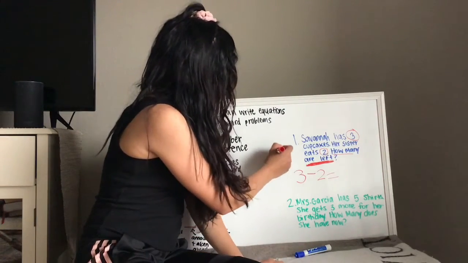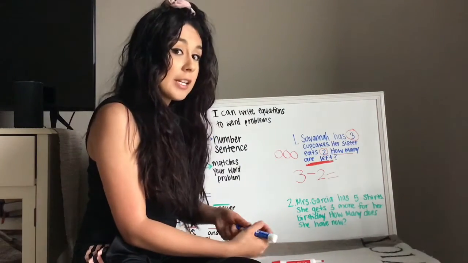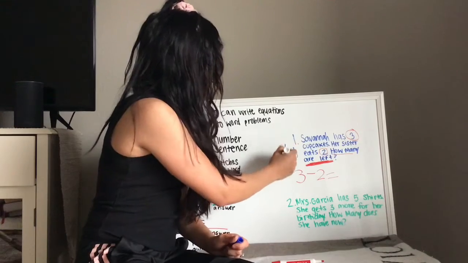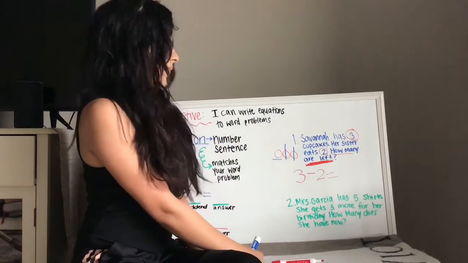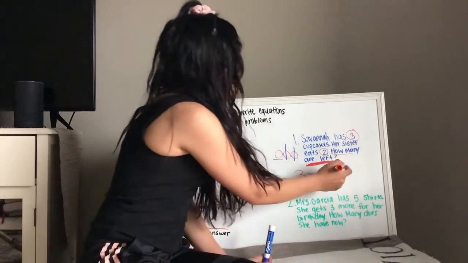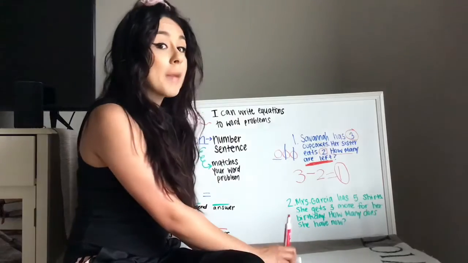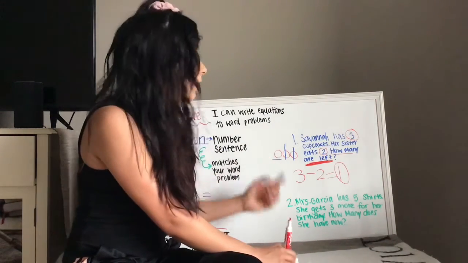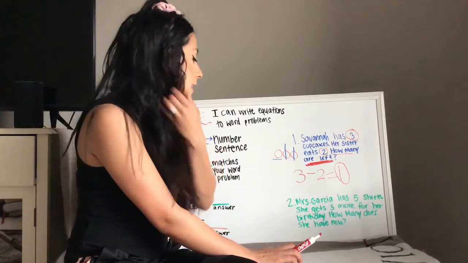I'm going to draw 3. 1, 2, 3. And how many cupcakes did her sister eat again? Good job. She ate 2. 1, 2. How many cupcakes are left? Good job. There's 1 cupcake left. And again, I'm going to circle my answer. And notice when I was drawing my picture, I underlined my answer just so I could clearly see. Good job.